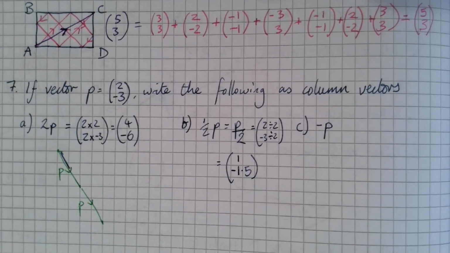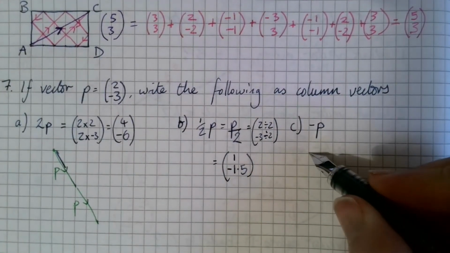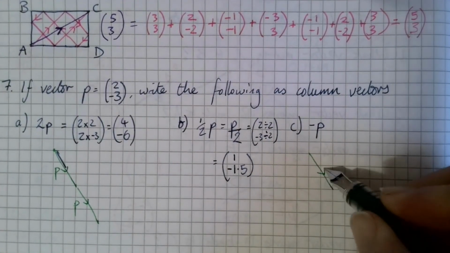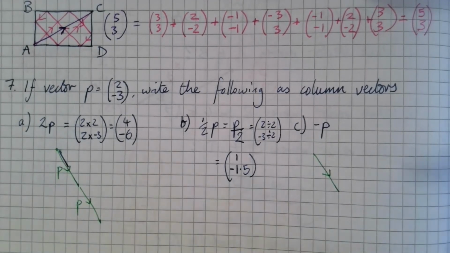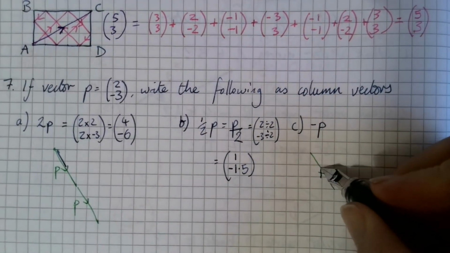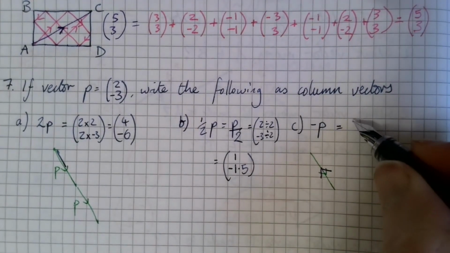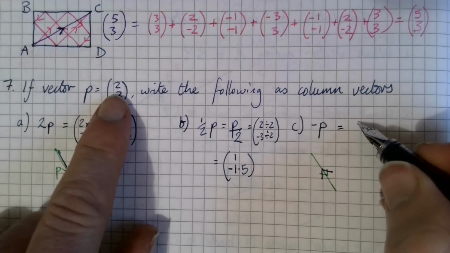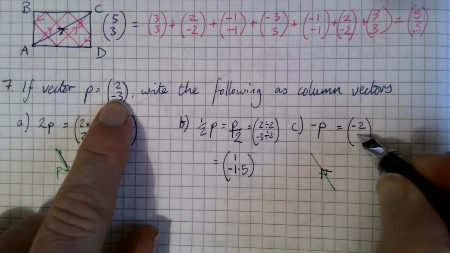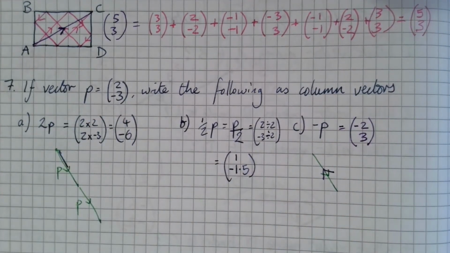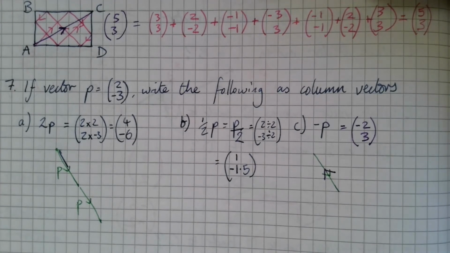And the last one, negative p, well, if p is doing that, negative p will be doing exactly the opposite. So negative p would be just multiplying them both, or dividing them both, by negative 1. So you'll have negative 2 and positive 3. It's how you'd get back, like we did at the very beginning.